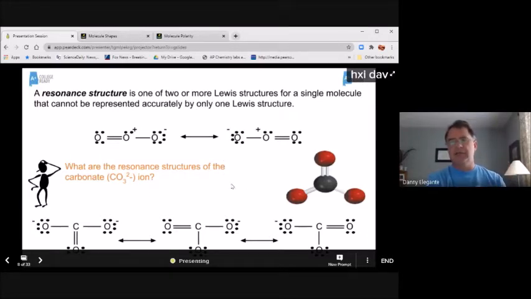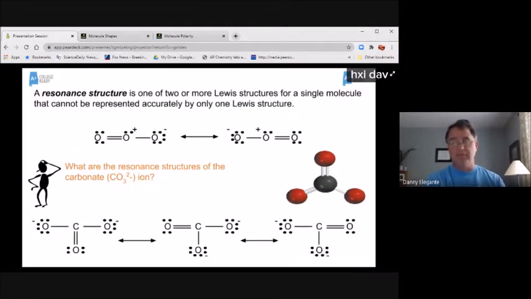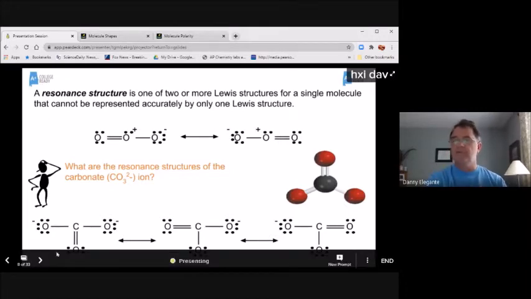If you look down at the bottom, there's 3 different ways to draw the carbonate ion. The carbonate ion can either have the double bond at the very bottom, or on the left, or on the right. So we want to be able to write resonance structures whenever you have, say, a single bond and a double bond, and it's something that you can kind of move around.